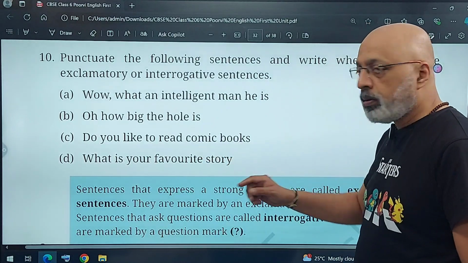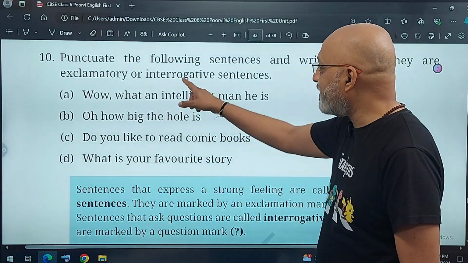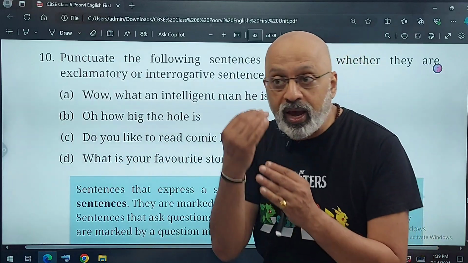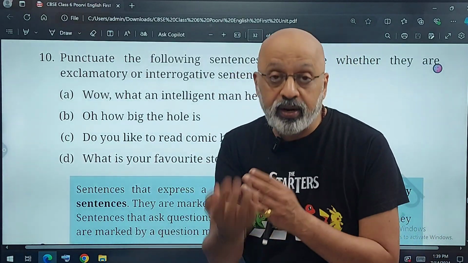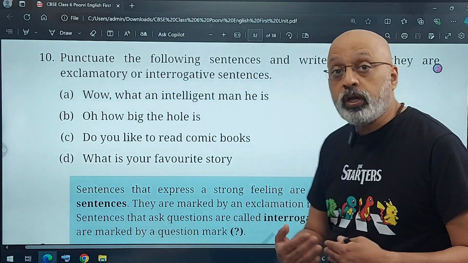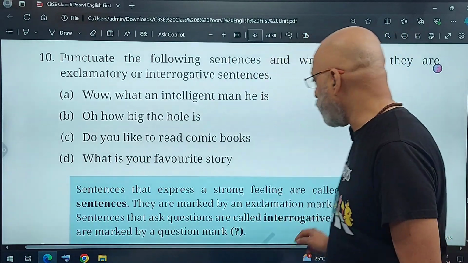"Do you like to read comic books?" Followed by a question mark. So that is an interrogative. Interrogative is where there is a question mark. कि आप किसी को interrogate कर रहे हैं, आप कोई प्रश्न पूछ रहे हैं. "What is your favorite story?" You know, you are asking a question.